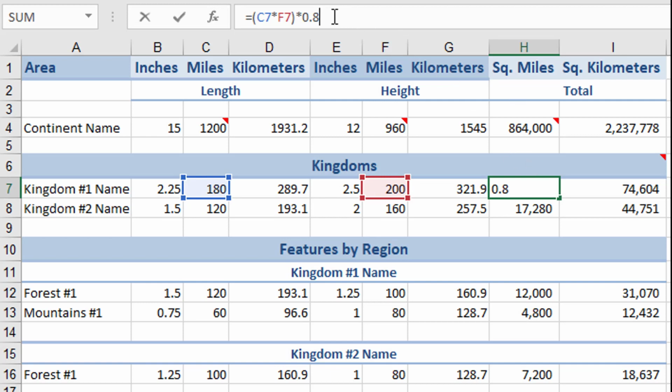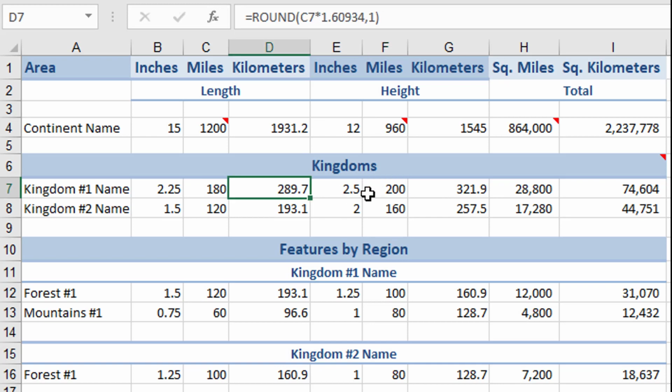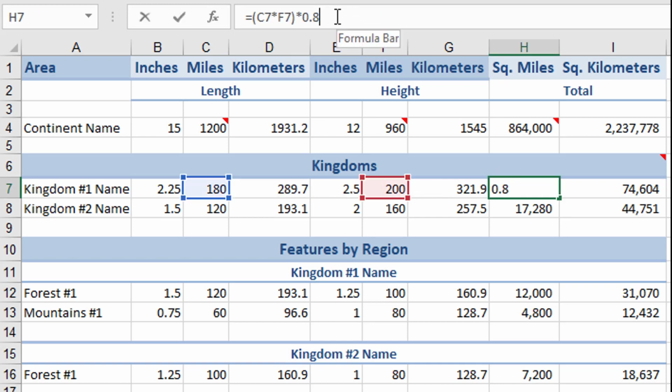Now you see I also have this multiplication by 0.8, and I'll explain that in just a second. But you can see over here we've done essentially the same formula for the square kilometers. We are multiplying this kilometer value times that kilometer value. So that's pretty much all there is to that. The one exception, as I mentioned, is why am I multiplying this value, where is it? This one here, this value by 0.8.